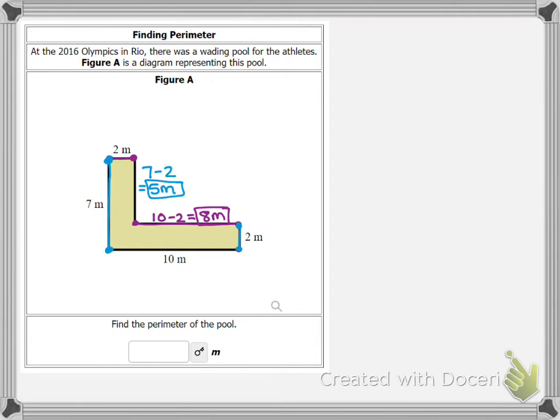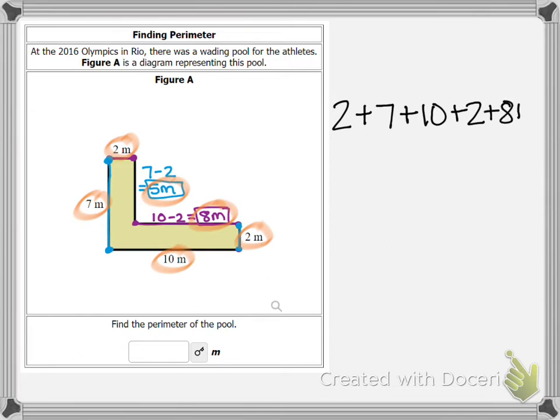So now I have all the side lengths labeled, so I can find the total perimeter. I'm going to add up all the side lengths that I have labeled, and there's 6 side lengths total. So I'm going to add together 2 plus 7 plus 10 plus 2 plus 8 plus 5.